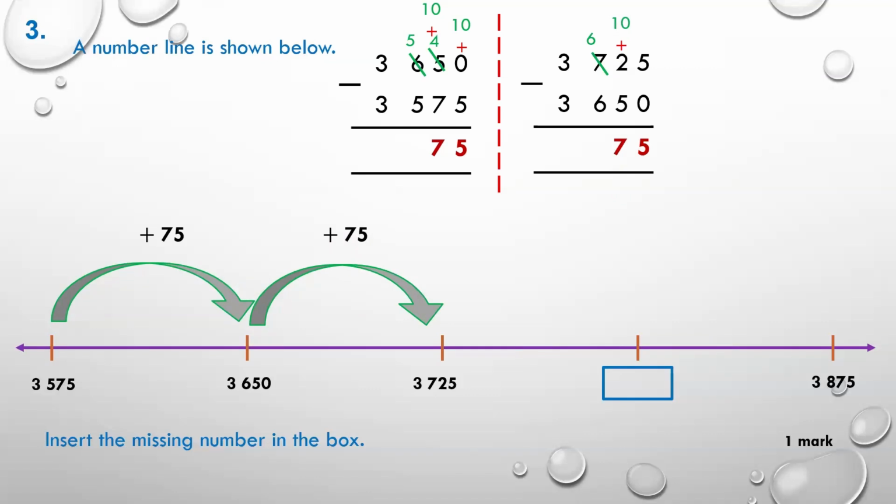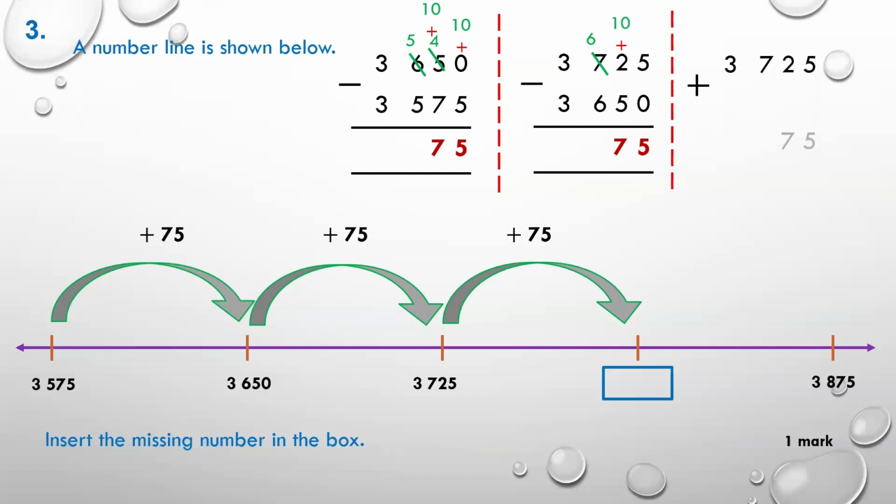So let's look at the pattern on the number line. From the first number to the second number, we added 75. From the second number to the third number, we're adding 75. Therefore, if we're going from the third number to the fourth number, what should we be doing? We should be adding 75 as well. And that will give us our missing number. So we're starting at 3,725, and we have to add the 75 now. So let's go do that.